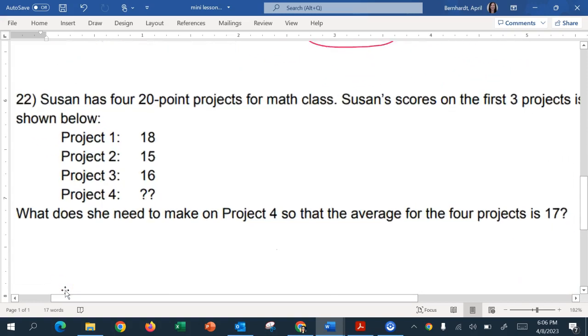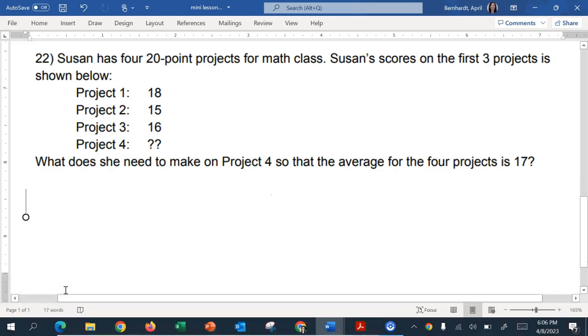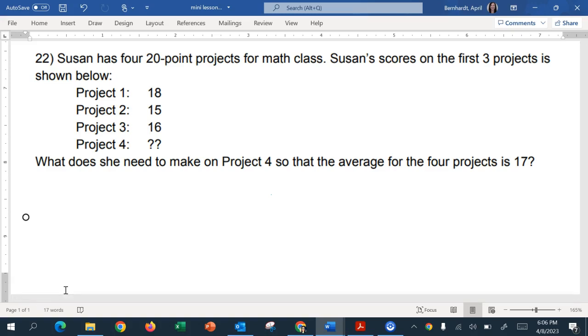All right, moving on to our last example, which is a real world situation. So where would we ever use this math outside of the classroom? Well, here's an example. So the situation says Susan has 4 20-point projects for math class. Susan's scores on the first 3 projects are shown below. So she got 18 out of 20, 15 out of 20, 16 out of 20, and we're not sure about the 4th project.